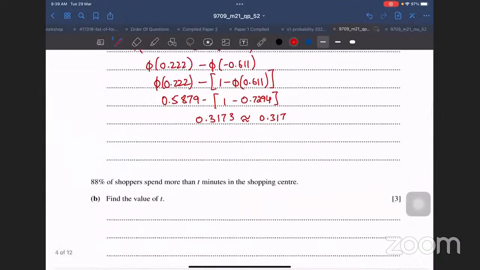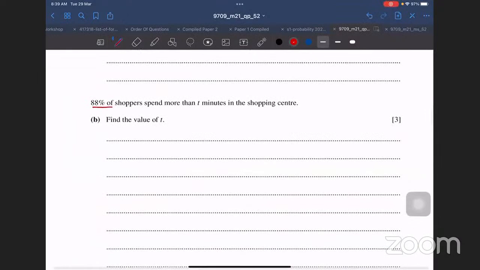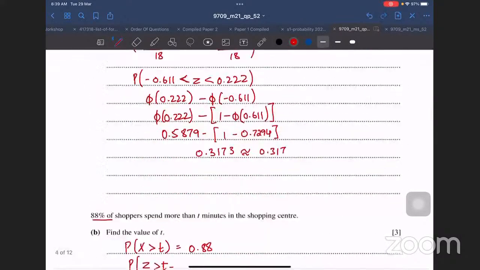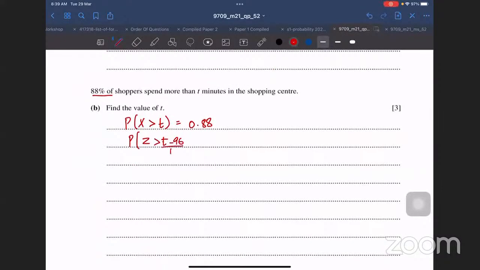Okay. Then it says 88% of the shoppers spend more than T minutes. So the probability of X greater than T is 0.88. Again, I'm going to convert this to Z: T minus 96 over 18. So it becomes 1 minus phi of (T minus 96)/18. I shuffle things around.